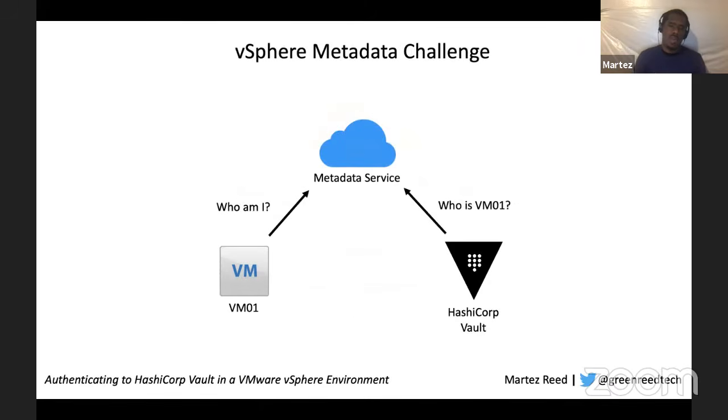And so now we have the case of VMware vSphere. The challenge is that we're using a service to validate. In this case, "Who am I?" would be the question that the VM asks. And then on the converse side, HashiCorp Vault is asking, "Who is VM01?" But unfortunately, the challenge is that there is no metadata service natively available in VMware vSphere to actually provide this information.